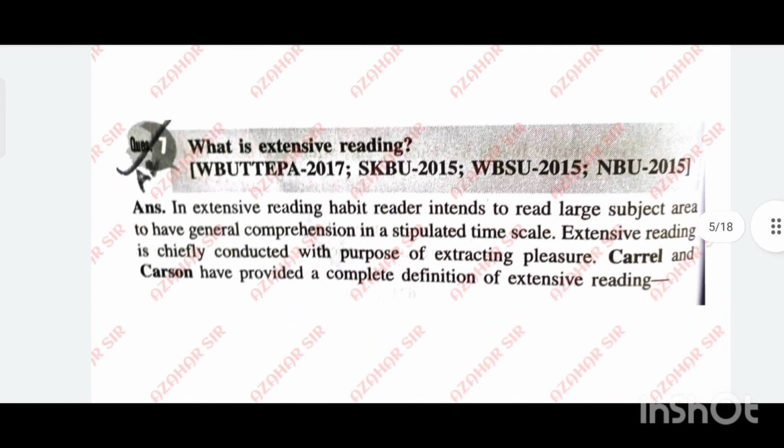Next question is, what is extensive reading? Okay, here is the answer also to this question.